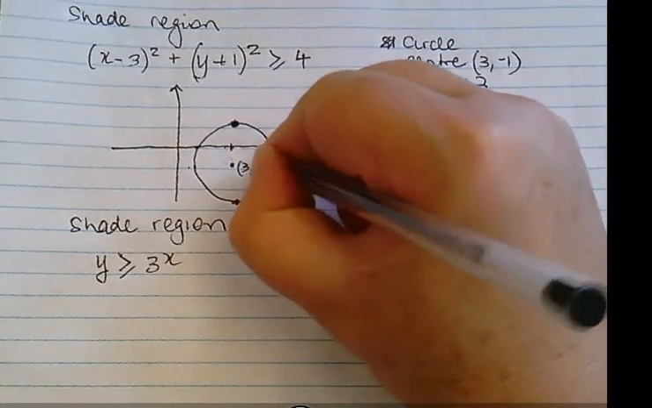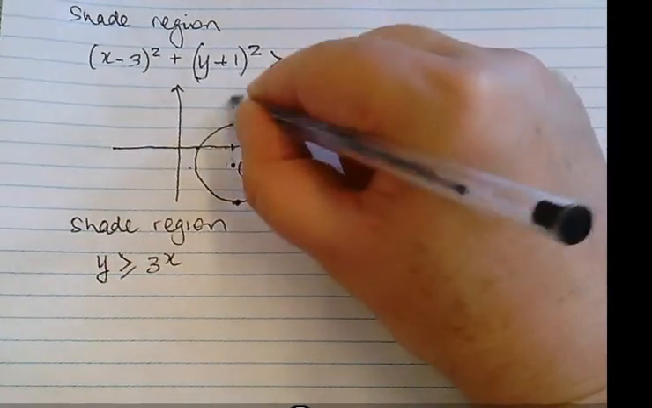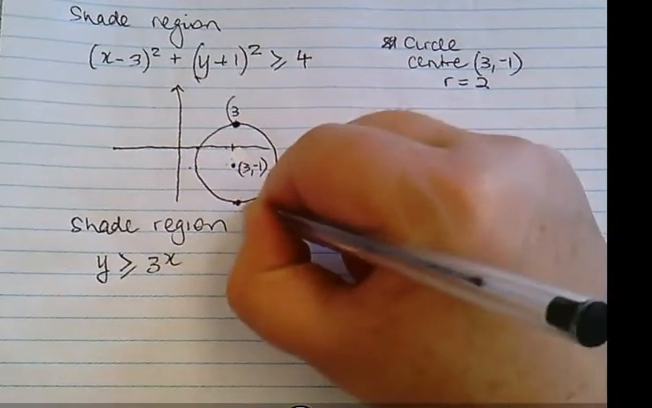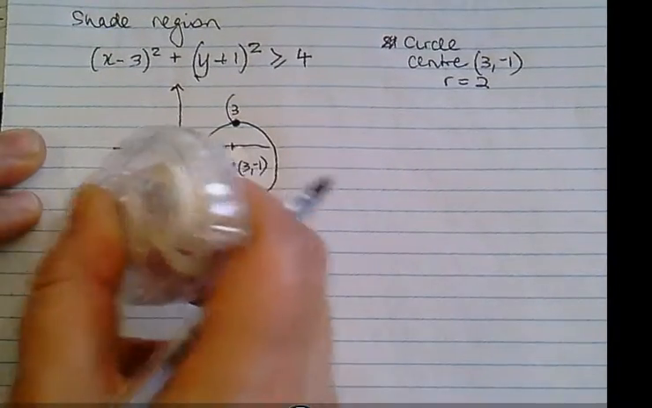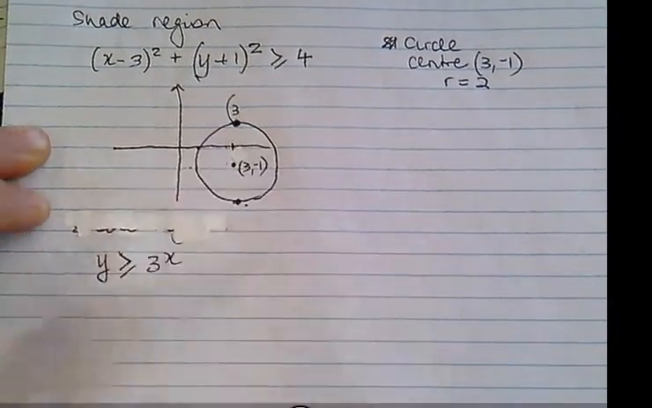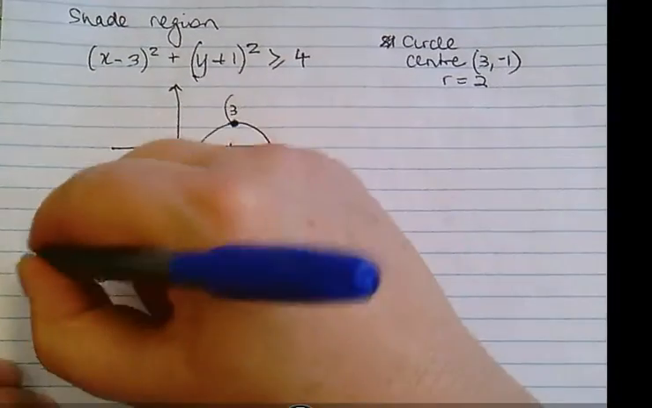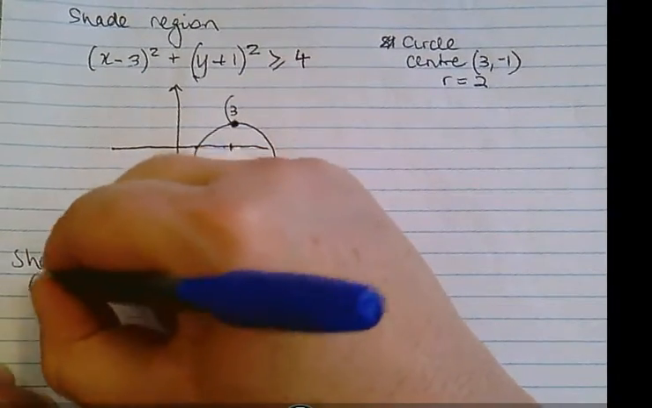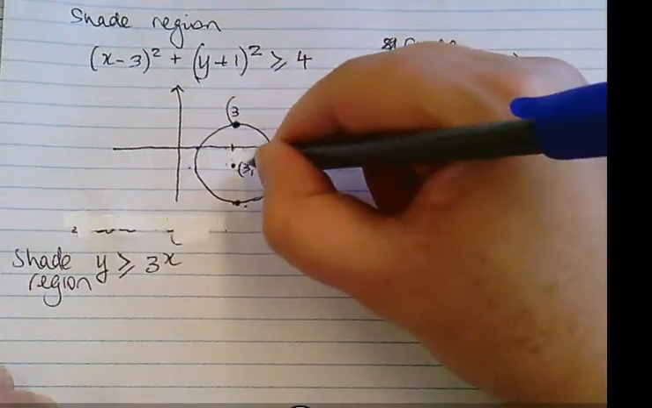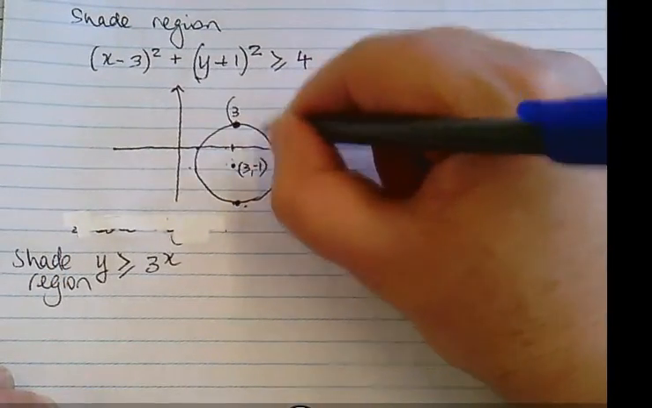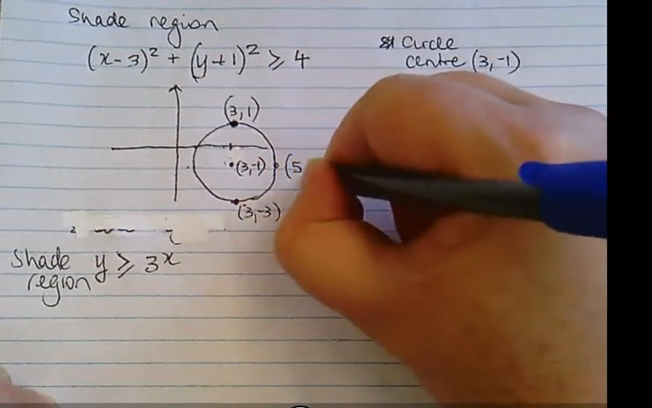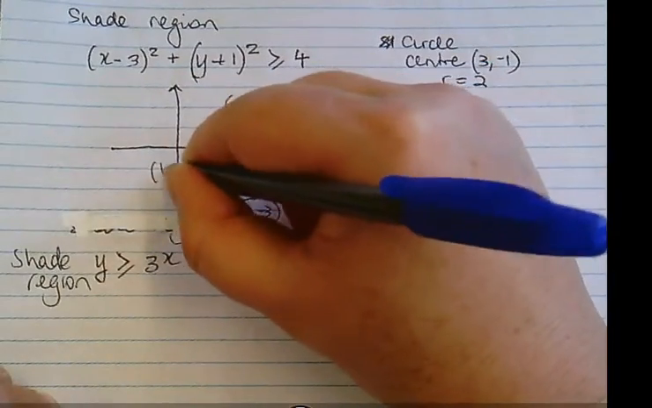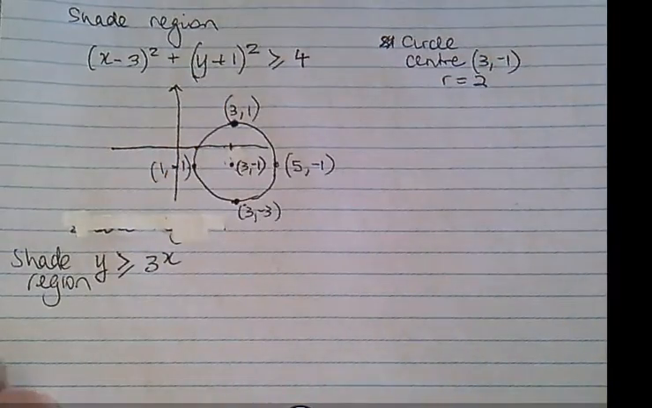So 3, negative 1. This is the point. So aren't we going 2 up, 2 down? So what have we got? So what's this point? What's 2 up from negative 1? So this is 3, 1. This is 3, negative 3. This is 5, negative 1. And this is 1, negative 1. Okay. So we've sketched the circle.